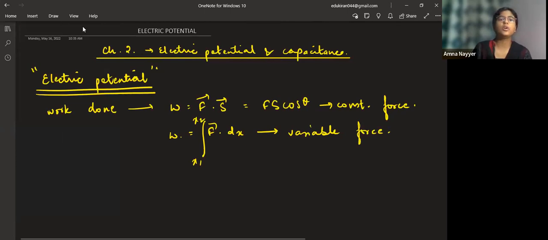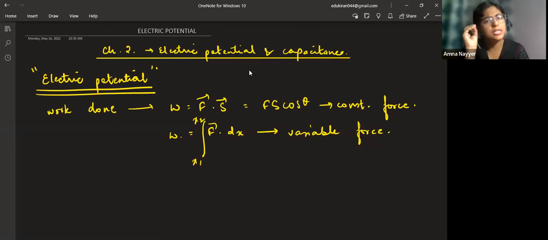Now class, coming to your chapter 2, that is electric potential and capacitance. This is also part of electrostatics only. Here also I'll not be using the terms acceleration, velocity for charges. Your charges are at rest. In the first lesson, electric charges and field, we talked about forces but not acceleration. Same thing here. This is the second lesson of the first unit, electrostatics. Capacitance is slightly different, but electric potential is very similar to whatever you have studied till now.